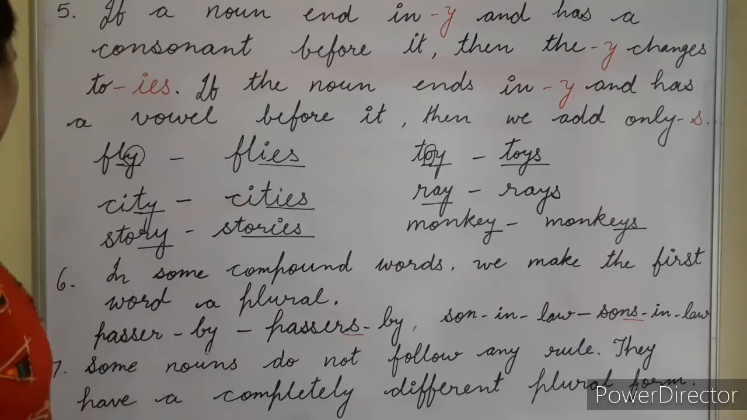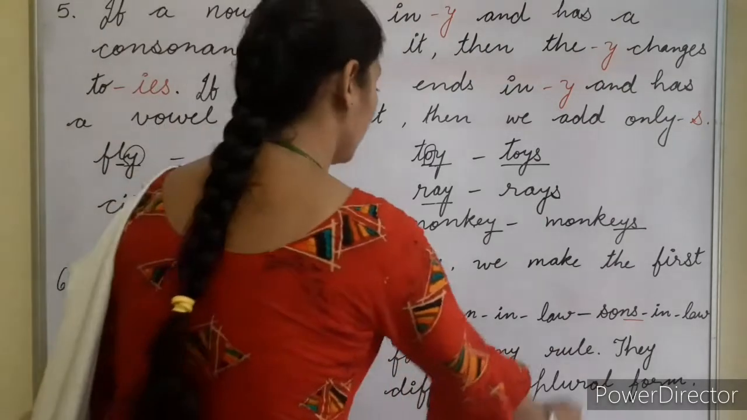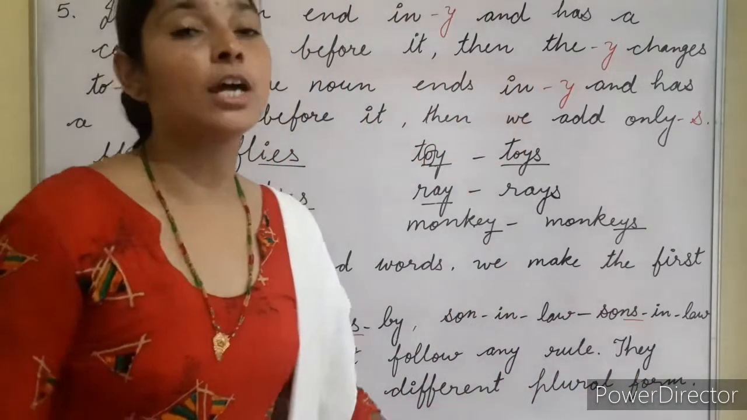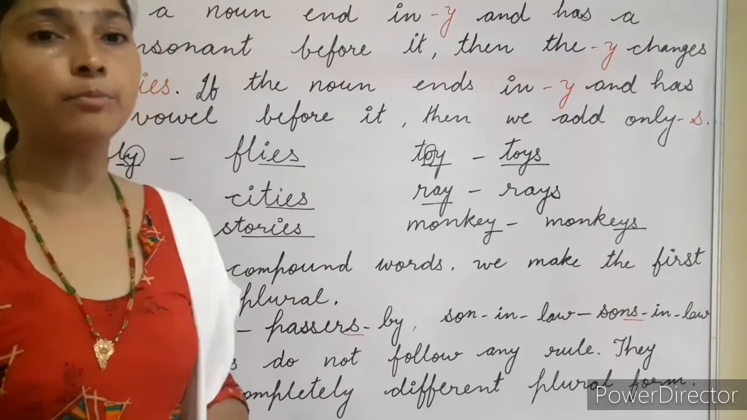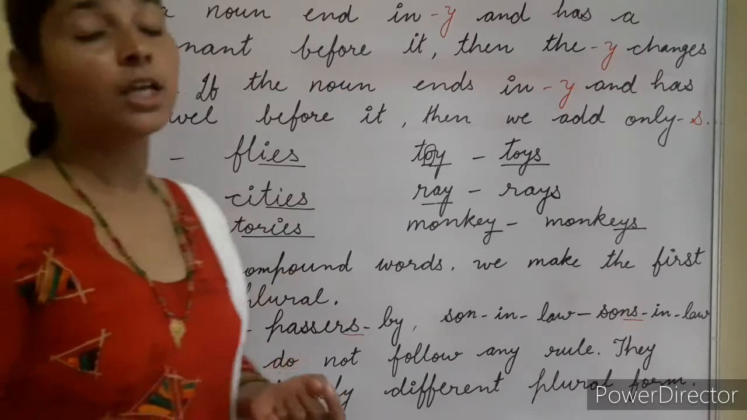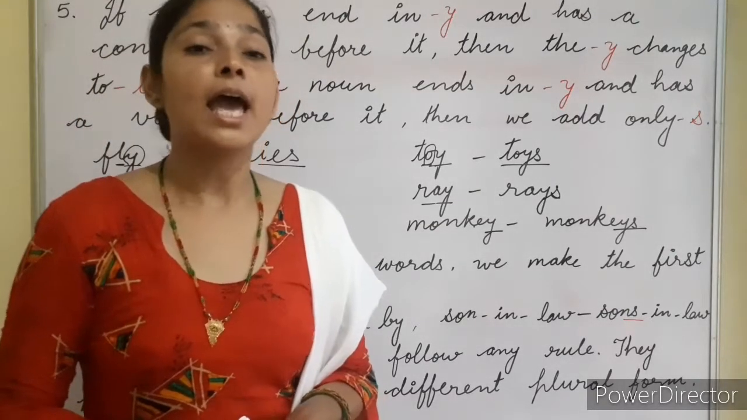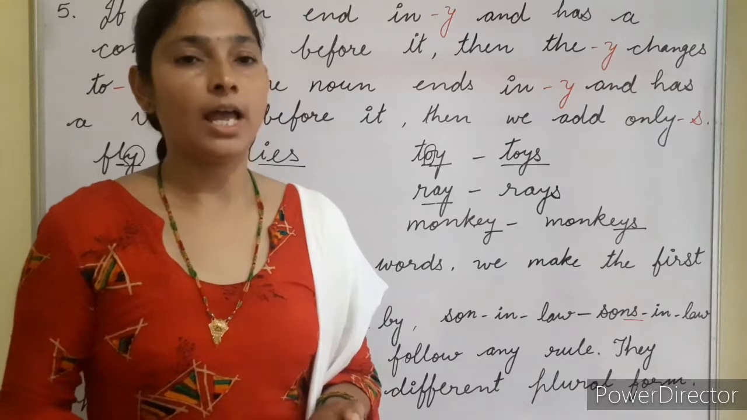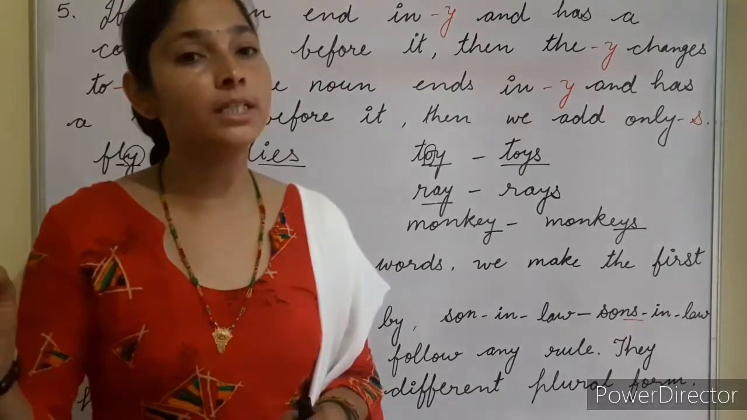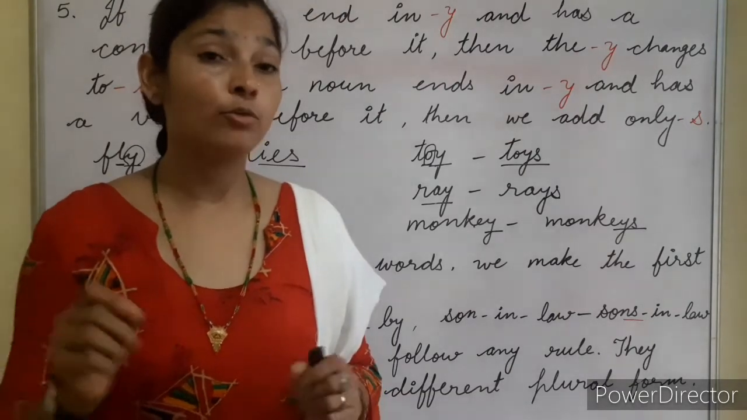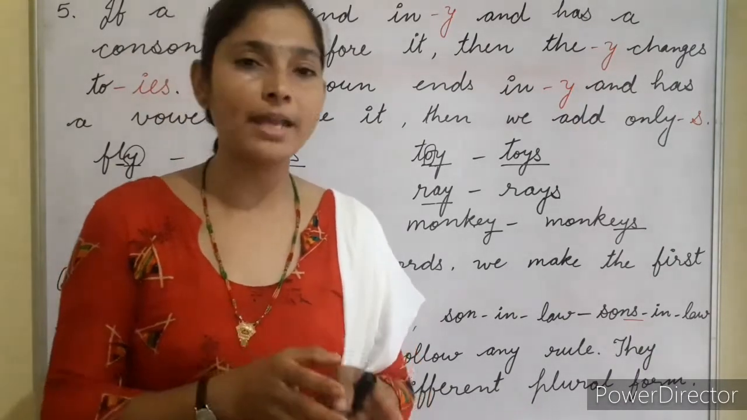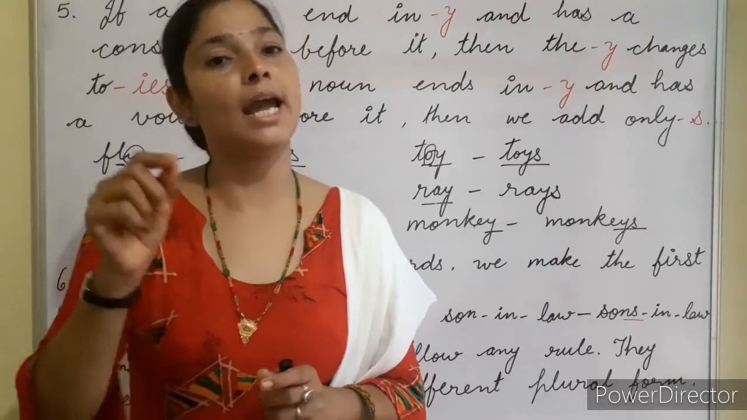Okay students, next is some nouns do not follow any rules. They have a completely different plural form. Some nouns which do not follow any rules have a completely different plural form in itself. For example, man. We are using the word man for one man, and men we are using for more than one. And woman, for one woman we are using the spelling woman, and when we make its plural, women. The difference is only a and e.